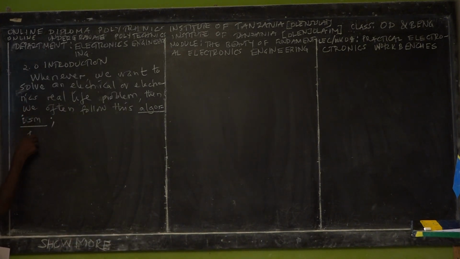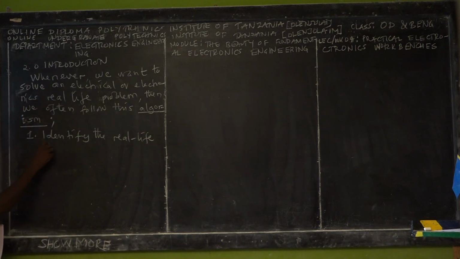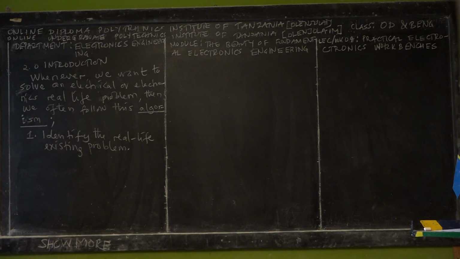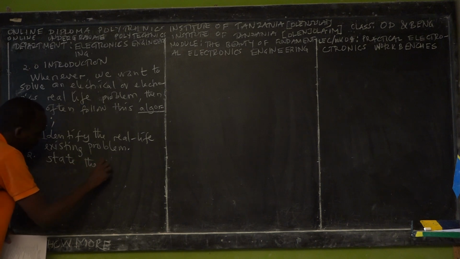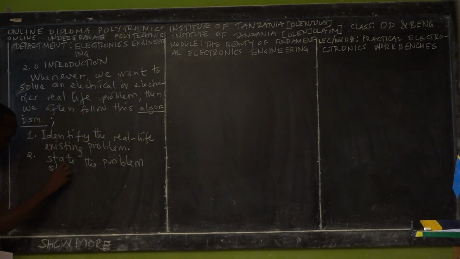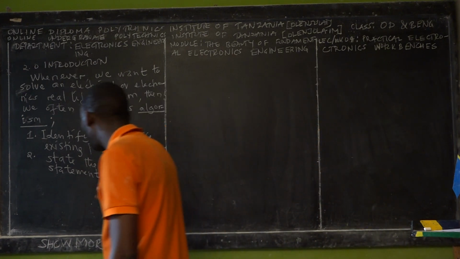So the first step that we do as electronics technicians and engineers, we identify what is a real life existing problem. Because for us to solve a problem, it should be there first of all. But the problems can be there, but we cannot identify them, so we have to identify them first. Right? Then the second step, we have to state the problem statement. So we have identified the problem, but we have to state the problem statement. What does it mean? You have to write a sentence that explains briefly about the problem we have identified. Right? Simply called the problem statement.